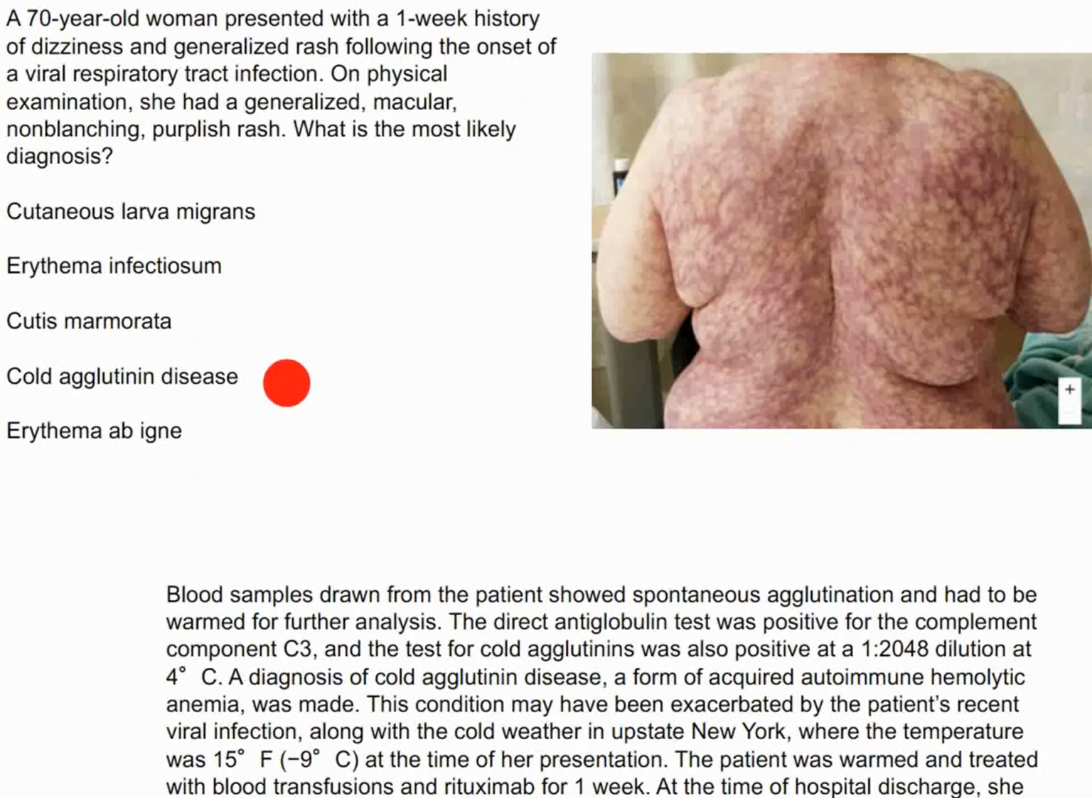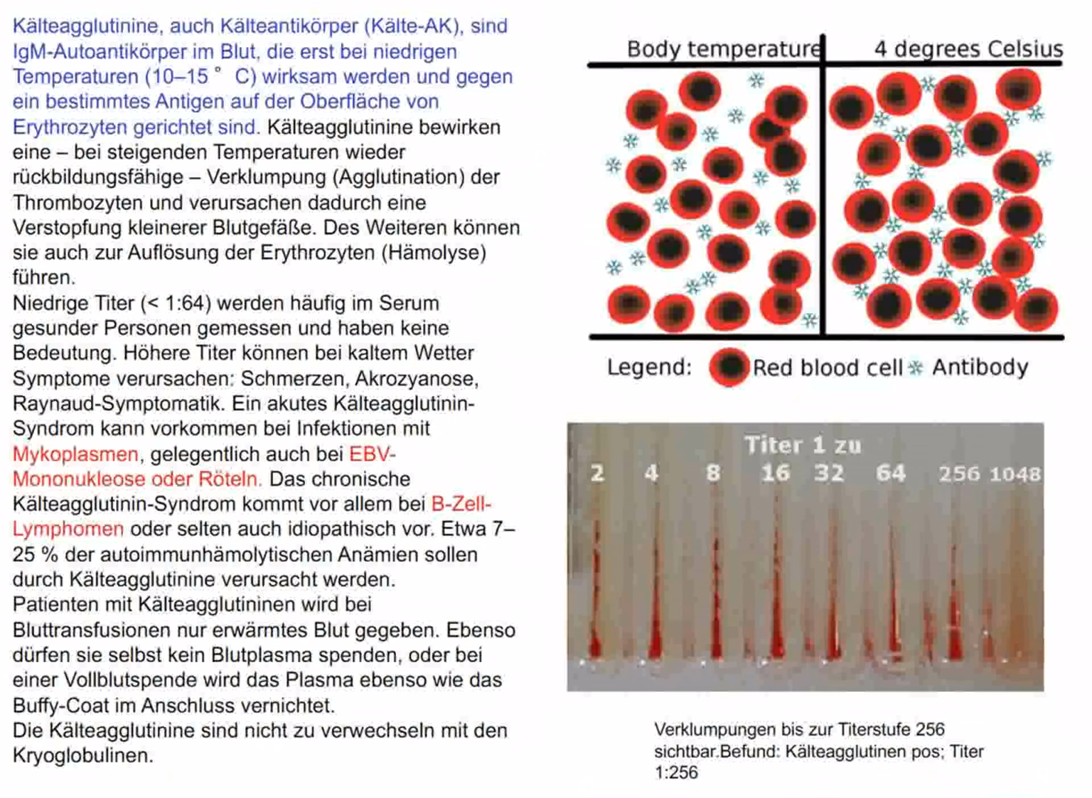This woman lives in upstate New York and was exposed to temperatures of -9 degrees Celsius, and then she developed this peculiar skin condition. Now, these cold agglutinins are IgM antibodies. They are associated with mycoplasma infections, also Epstein-Barr virus and rubella.